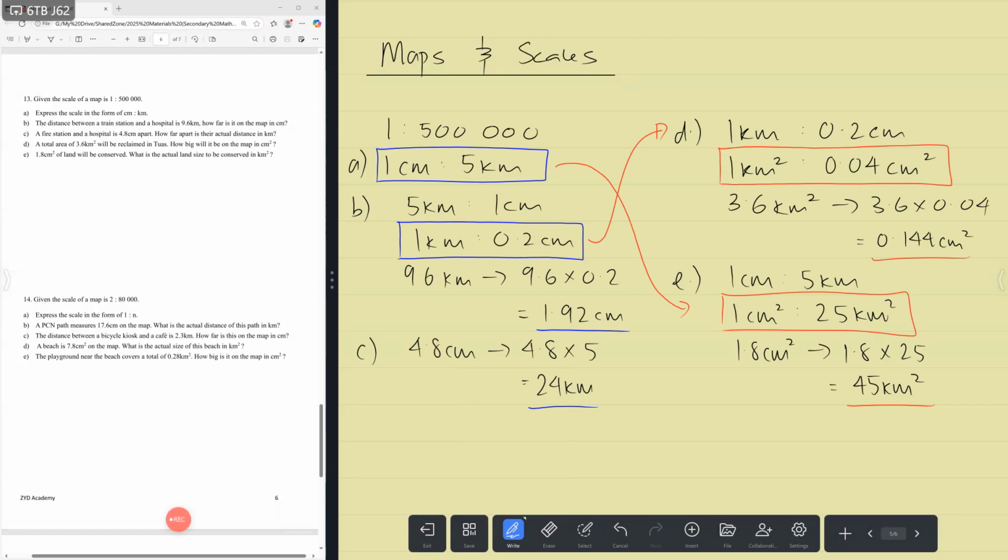So boys and girls, this is the full example on the calculation with regards to maps and scales. Please look through this playlist, all the videos in this topic for maps and scales. Try to understand as much as possible. Do your practice, and let's make sure this kind of question, this topic, is one of your strong topics for your exam.